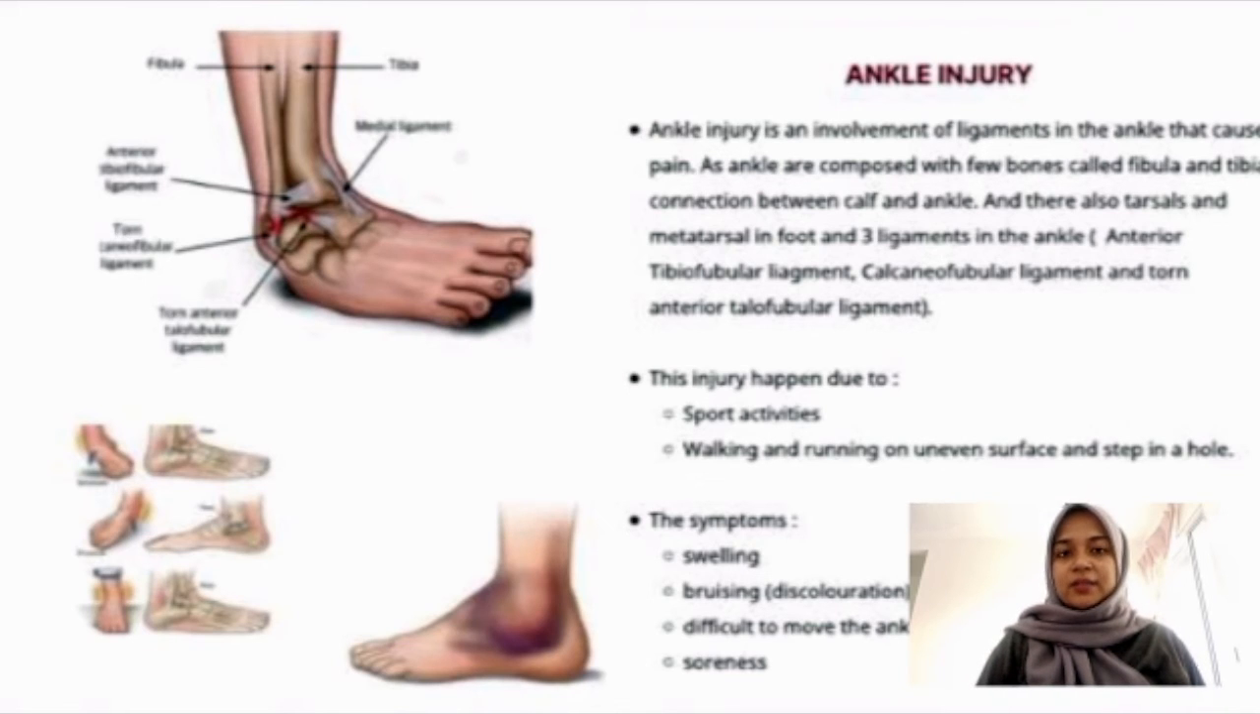The things that can cause an ankle injury are sport activity, and also walking and running on uneven surfaces, where you may step in a hole, and this will cause your ankle to be injured. The symptoms of ankle injury are swelling, bruising, discoloration, difficulty to move, and also soreness. As you can see, bruising is discoloration. In the picture, you can see the ankle has become blue and also purple.